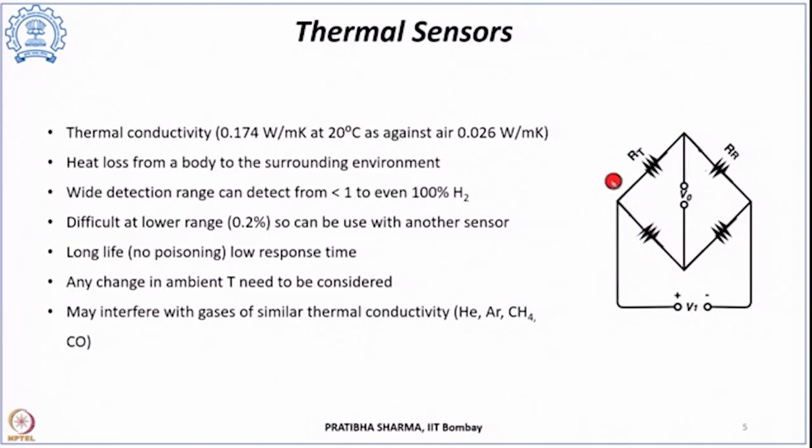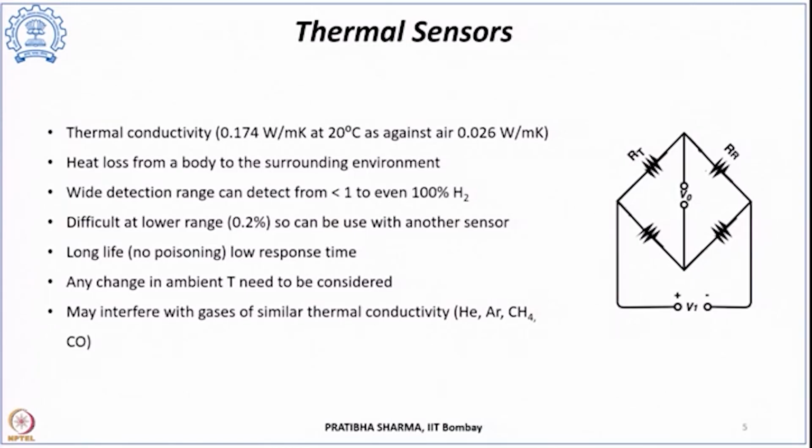However, if there is hydrogen in the surrounding environment, that hydrogen enters into the target cell, and the heat dissipation here changes. Now, the difference in the heat dissipation between the target resistance and the reference resistance produces a signal in the Wheatstone bridge, and that signal in the Wheatstone bridge can be calibrated to the gas concentration, and using that calibration we can identify what is the concentration of hydrogen in the environment.